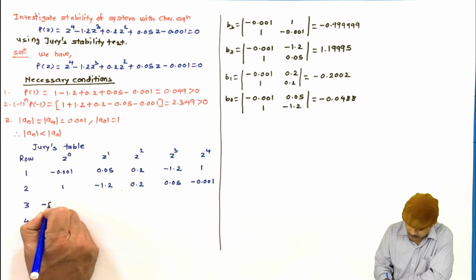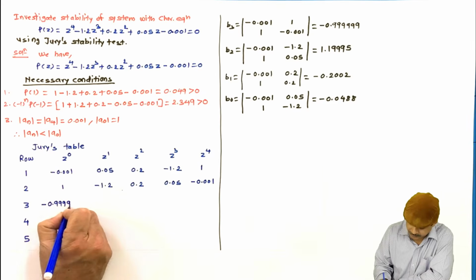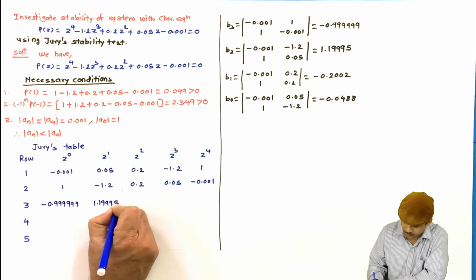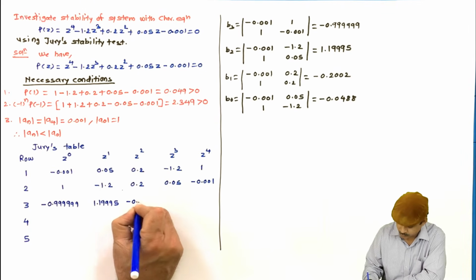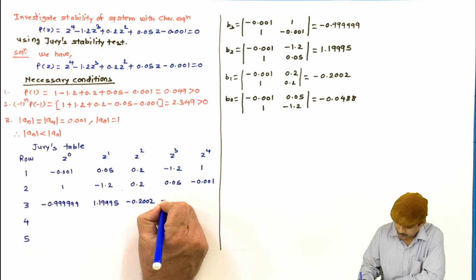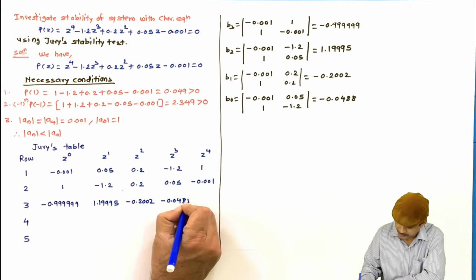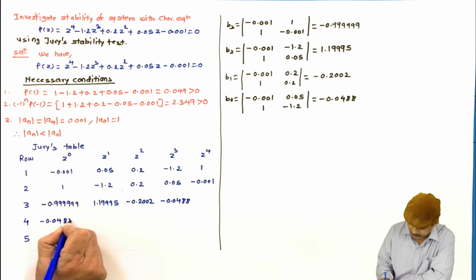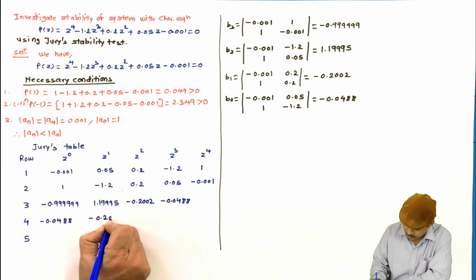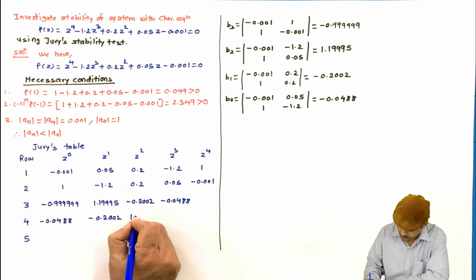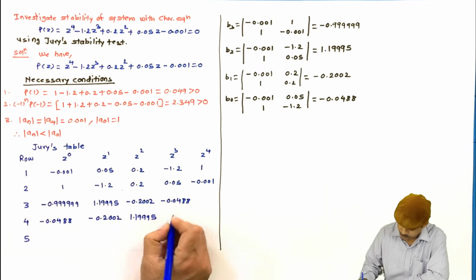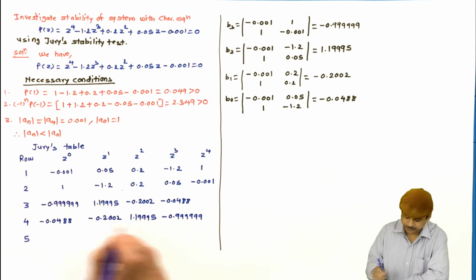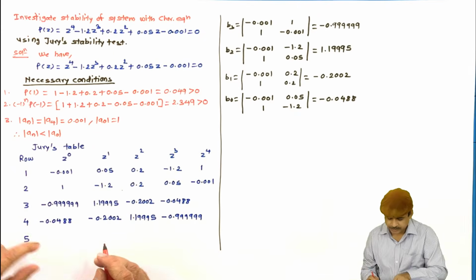So it is minus 0.999999, 1.19995, minus 0.2002, and minus 0.0488. And now shuffle. Minus 0.0488, minus 0.2002, 1.19995, and minus 0.999999. And now we have to find out C2, C1, C0.